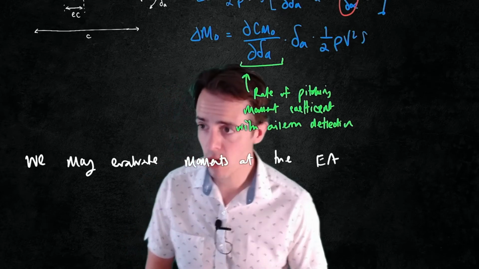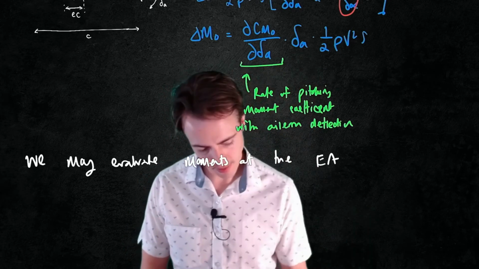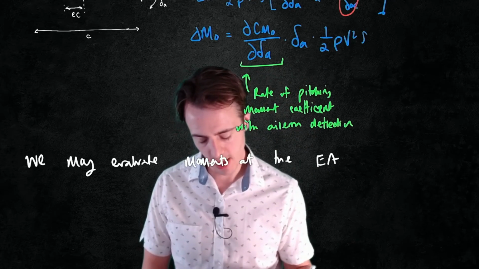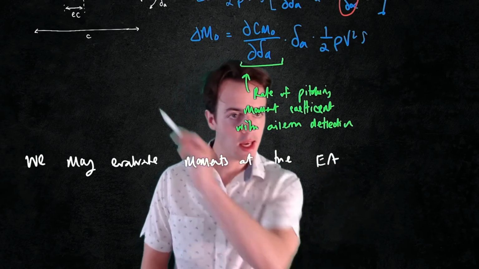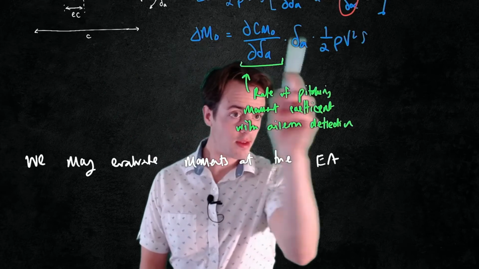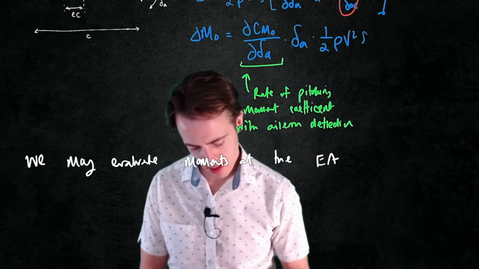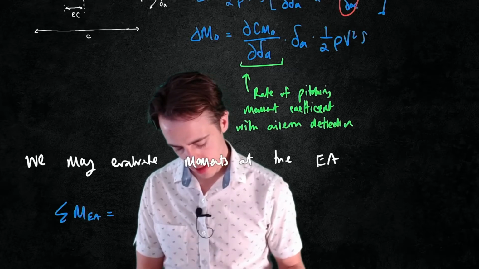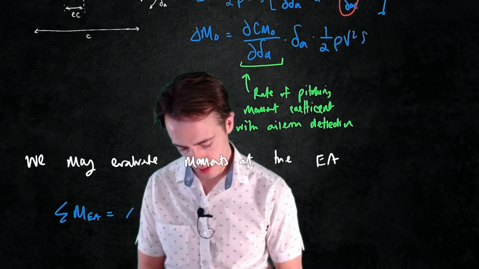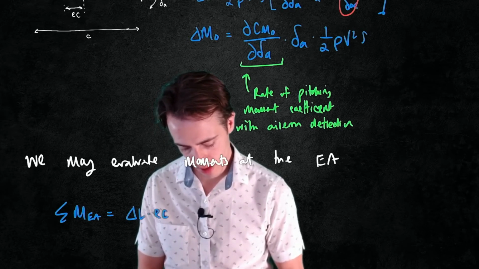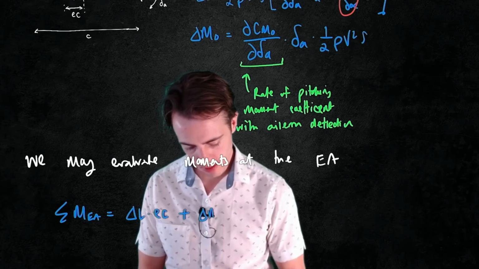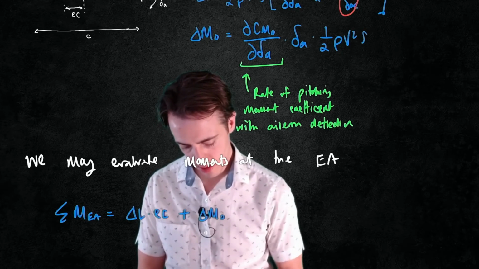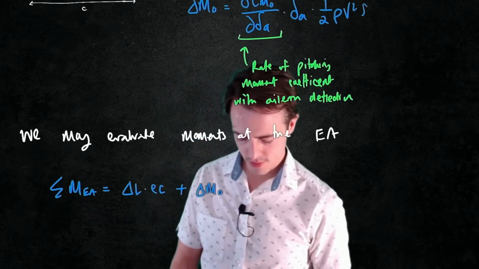So I'm going to evaluate moments at the elastic axis. So we've got the additional lift multiplied by EC, and then we've got this on here as well. So the sum of moments at the elastic axis is going to be equal to delta L EC plus delta M naught.